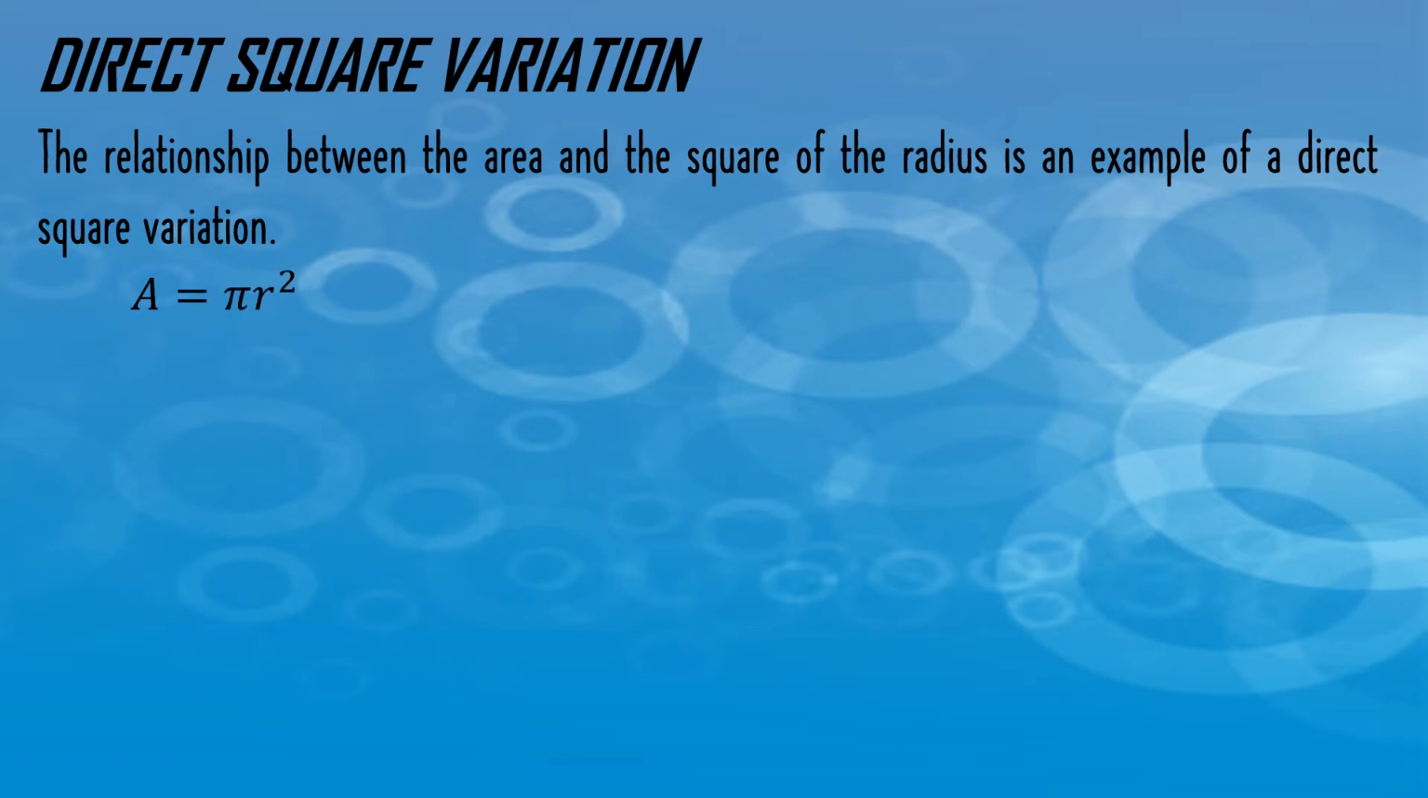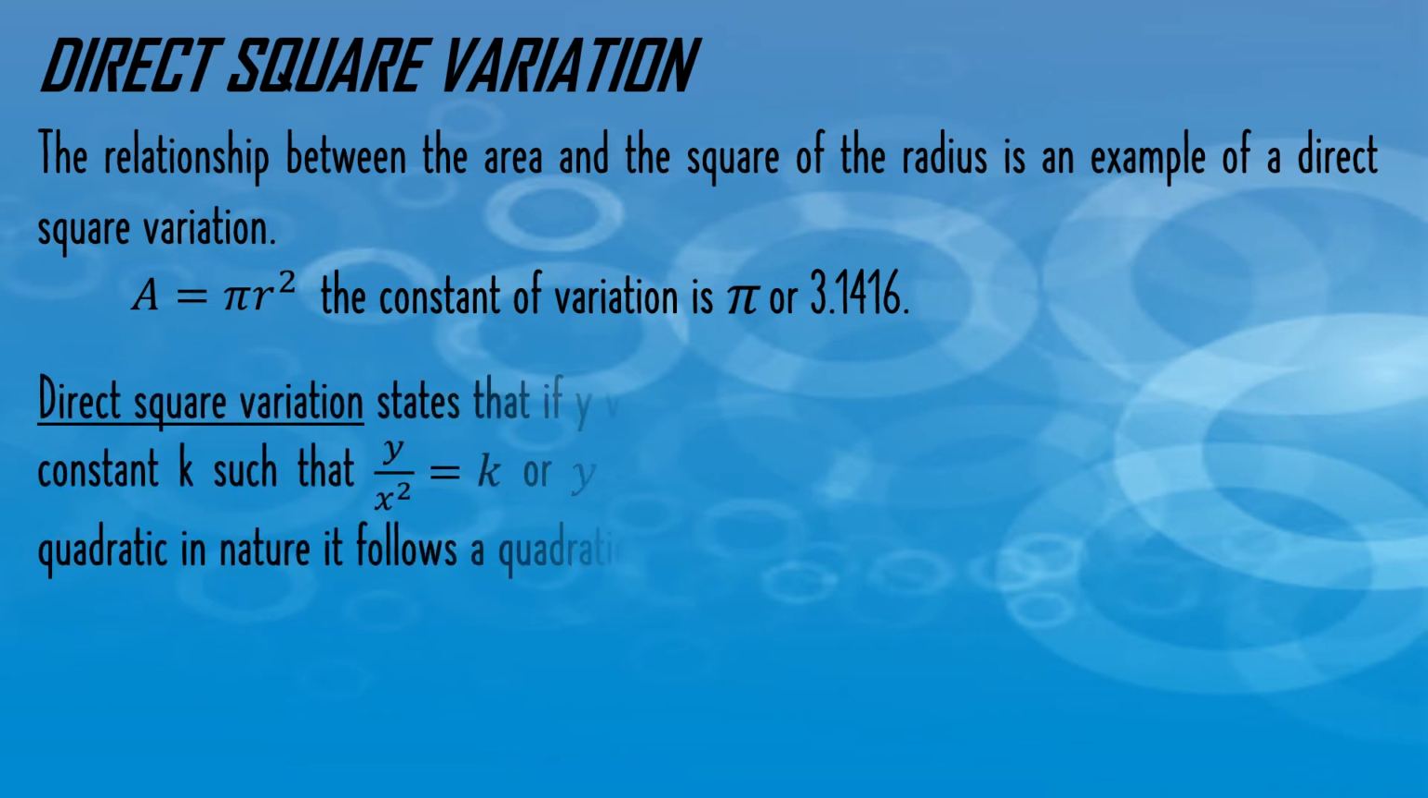So, for example, area is equal to pi r squared. So, kung mapapansin nyo, meron ng exponent na 2. So, ito ay halimbawa ng direct square variation. And then, the constant of variation is pi. Since ang pi ay merong palaging value na 3.1416 or 3.1415 and so on.